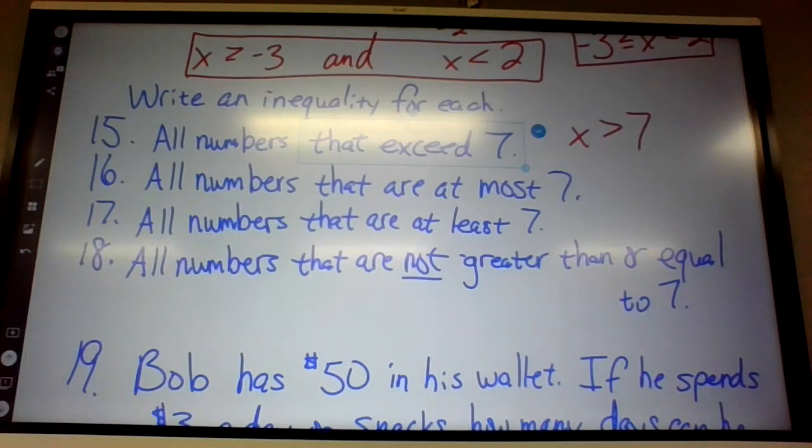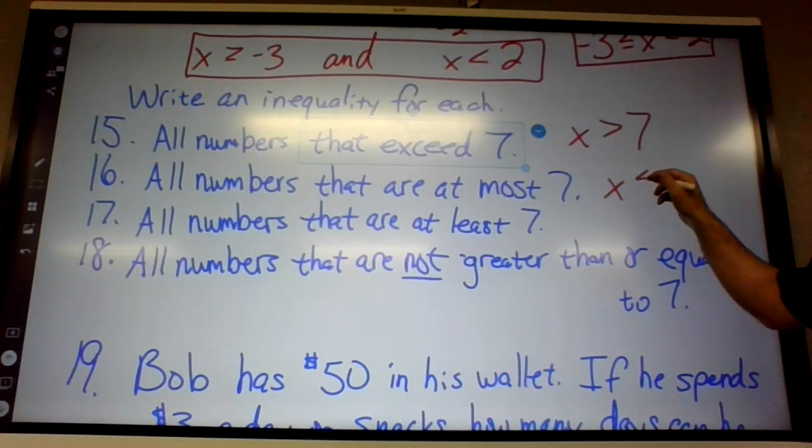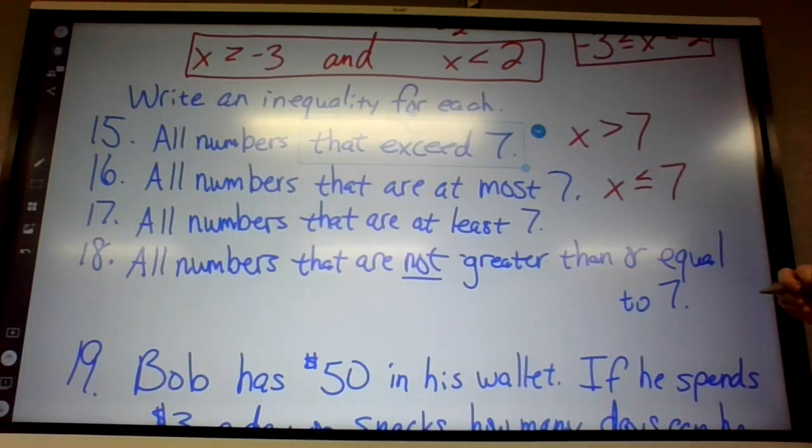Would the next one be less than or equal to 7? Okay, if you guys are at most, let's see, you're probably at most like 17 or something. If you were at most 17, how old could you be? 17 or younger. So how would I write that? Less than or equal to 7. Less than or equal to.